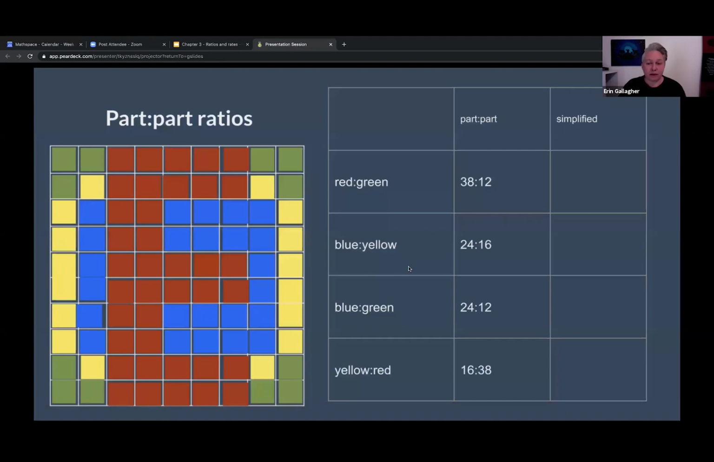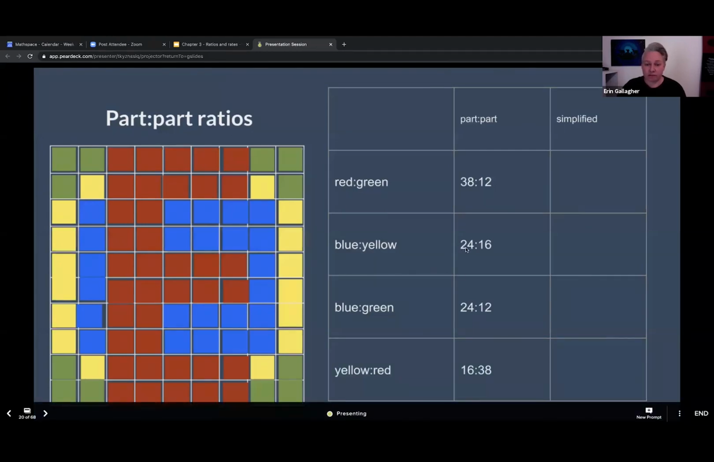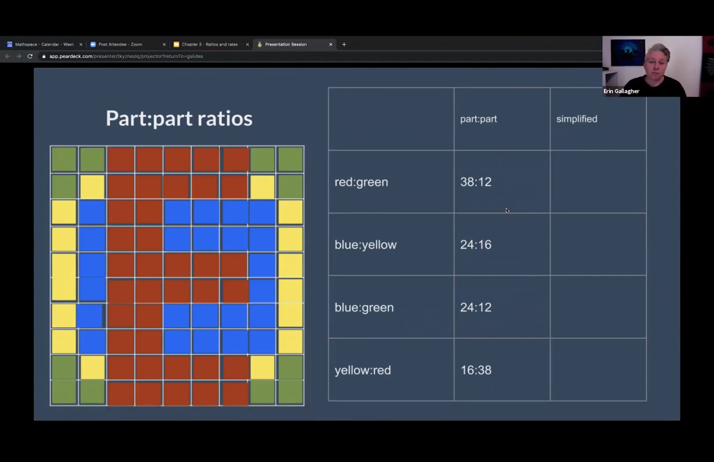Okay, so here we are. Hopefully you've got some of these sorts of answers. The blue to yellow, so there were 24 to 16. There's more blue than there is yellow. The blue to green, 24 to 12, or the yellow to red, 16 to 38. Yeah, well done, Jodie. Now we can simplify those just like you would a fraction. We just need to find common factors and simplify them out, because it functions in a very similar way.